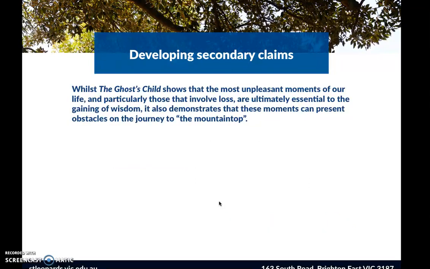Once I have this overall contention, this primary claim, I then need to set about thinking about my secondary claims. And I might go so far as to actually turn them into topic sentences, but if I've just written myself shorthand dot points before I start writing, that's fine as well. So I've got my contention, whilst the ghost child shows that the most unpleasant moments of our life, and particularly those that involve loss, are ultimately essential to the gaining of wisdom, it also demonstrates that these moments can present obstacles on the journey to the mountaintop.